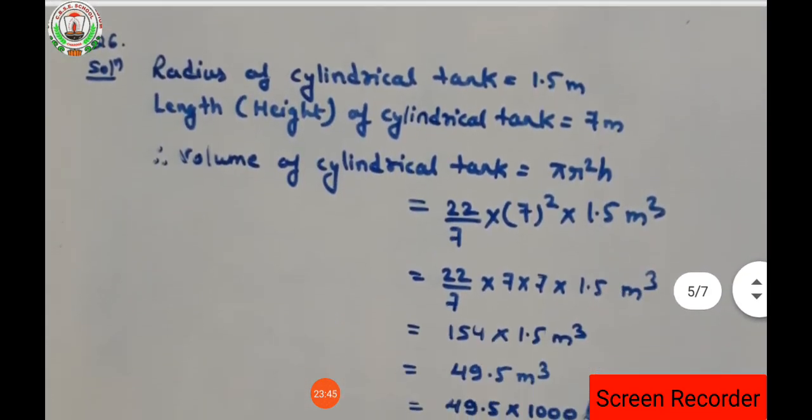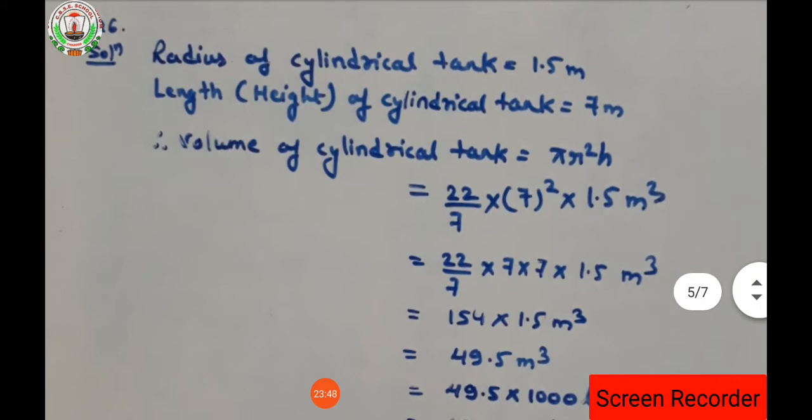Then the sixth question. In the sixth question, again we have to find the volume, because some liquid is to be filled inside the tank. It is a cylindrical milk tank. The radius of the cylindrical milk tank is given as 1.5 meter. The length is given, which we will consider as the height of the cylinder. So the cylinder height is given as 7 meter.